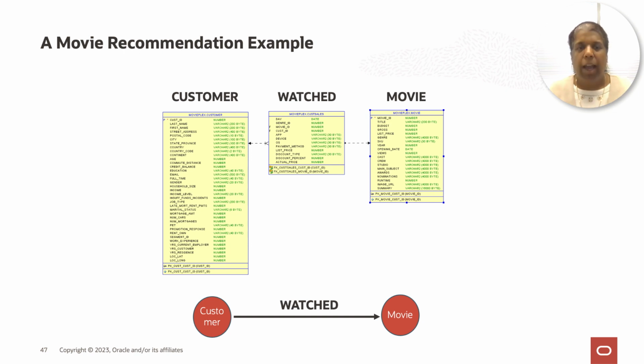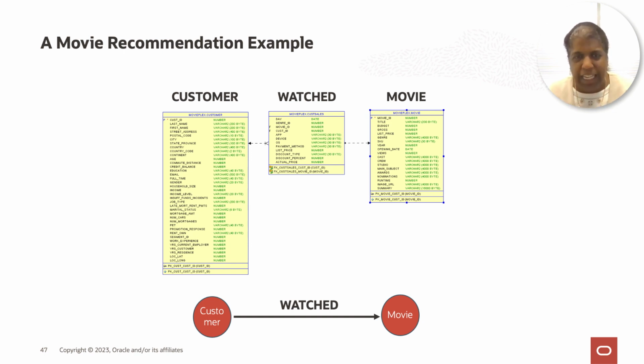So if this is a movie streaming company, you would have information on which customer watched which movie. And going back to graph modeling, the customers are the natural things or entities in your data, as are movies. So you have customers as vertices. You also have movies as vertices. So you have two types of vertices in this graph. And the relationship between them is watched.